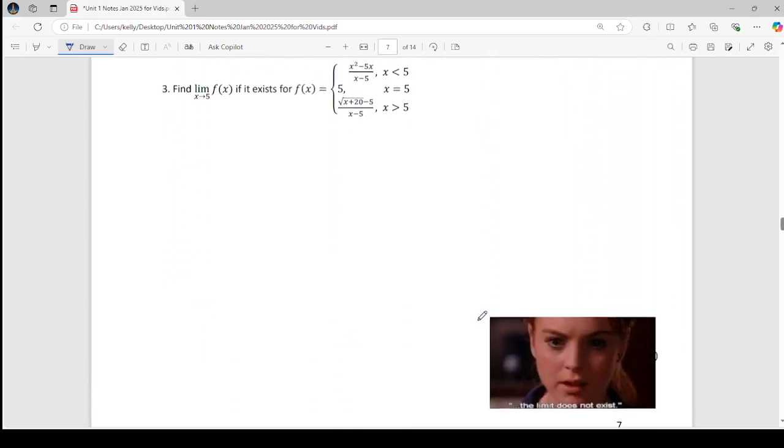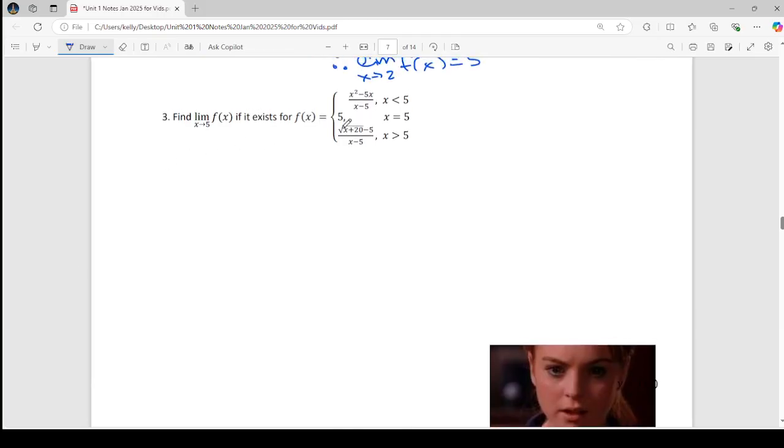Okay, let's do one more. This time the limit as we approach 5. So here, this is interesting. We do have a value at 5, but again, that value doesn't even matter. We really want to know what's happening to the left of 5, which is x squared minus 5x over x minus 5. And what's happening to the right of 5 is the root of x plus 20 minus 5 over x minus 5.